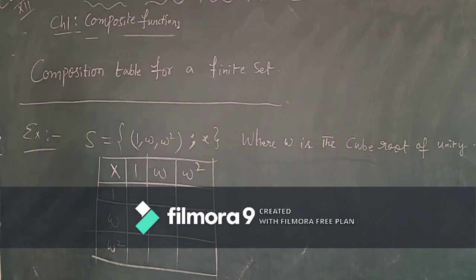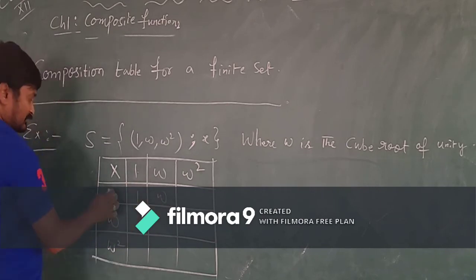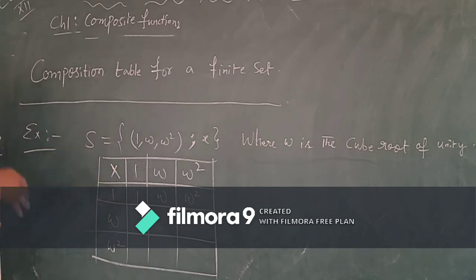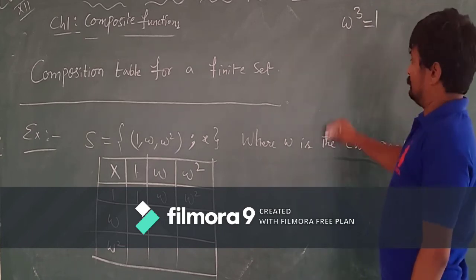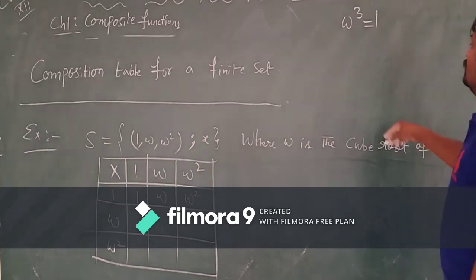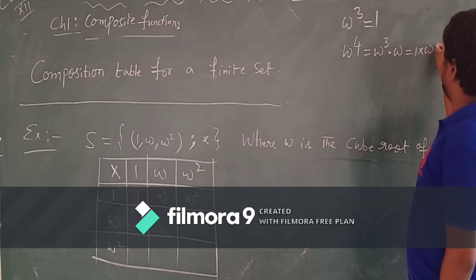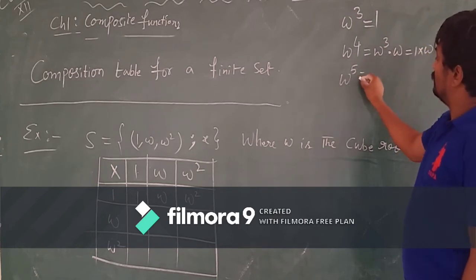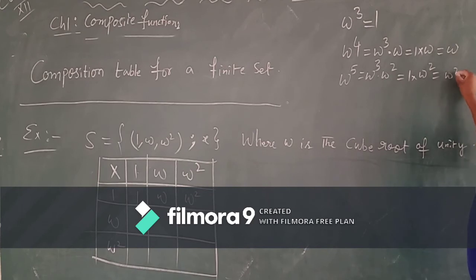Now observe this table: 1 into 1 is 1, 1 into omega is omega, 1 into omega square is omega square. But if it comes as omega cube, or omega power 4, what do we need to do? Let me write here so that you can understand how to solve that. Omega cube is nothing but 1, because here they have written cube root of unity. Omega power 4 we can write as omega cube into omega, that is 1 into omega, which is omega. Same method, omega power 5 we can write as omega cube into omega square, that is 1 into omega square, which is omega square.